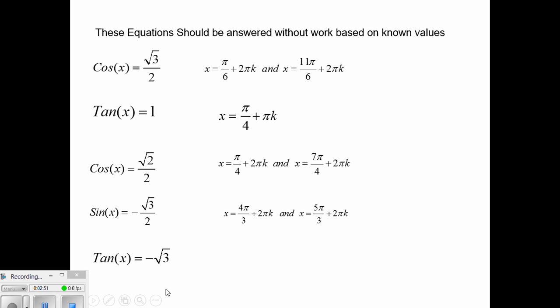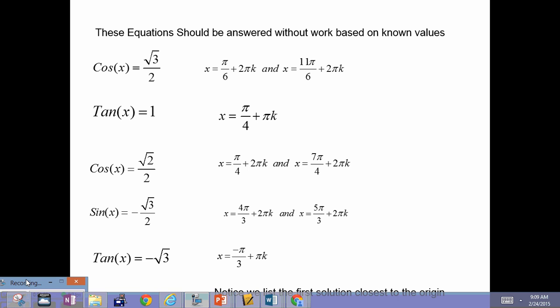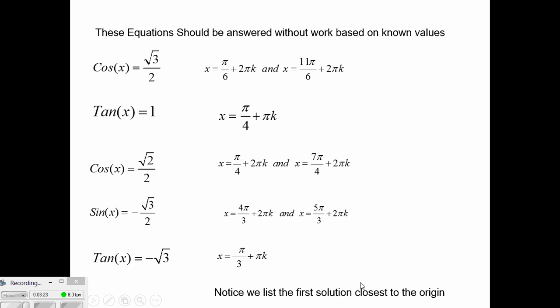Tangent of x equaling negative root 3, that's a pi over 3 value where the tangent is negative, which is in the second quadrant, which is 2 pi over 3, but I'm going to say it this way, negative pi over 3 plus pi k. Adding that pi k would give you that first stop at 2 pi over 3. If you put 2 pi over 3 plus pi k, that's equally as valid. And what I have here is a note that I'm listing the first solution closest to the origin. Once we take a look at the graphs, we'll get a better understanding of that.